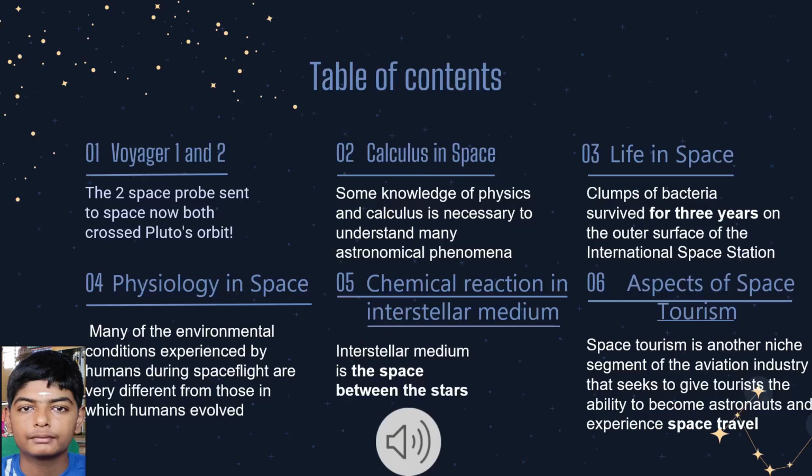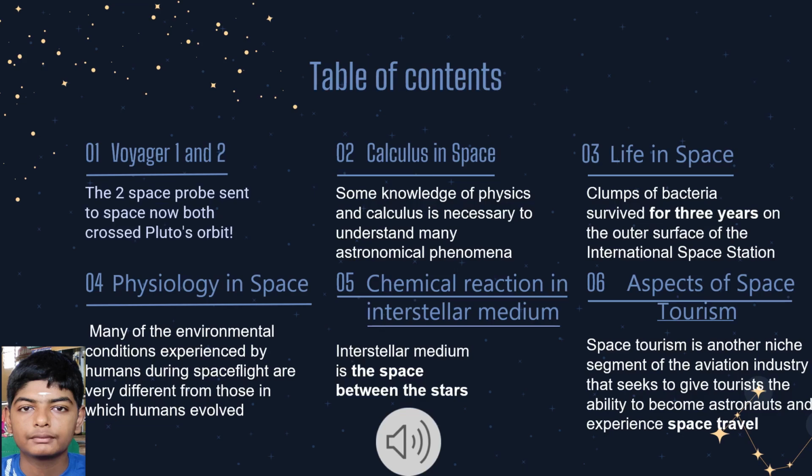Table of contents. First, Voyager 1 and 2. These are the only two spacecraft which humans have sent beyond Pluto's orbit till now, and both have chosen different paths in which they are moving. They were accelerated and went out of Pluto's orbit with the gravitational force of the 4 outer planets.